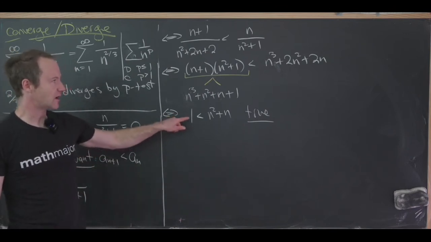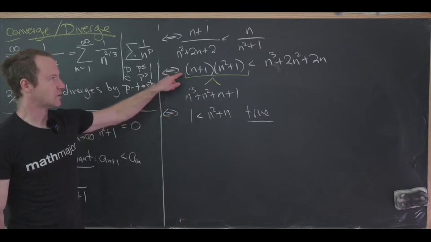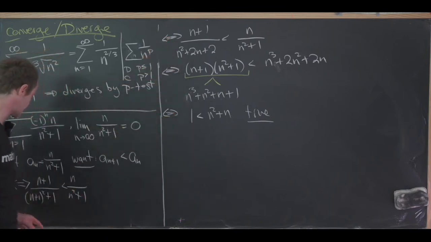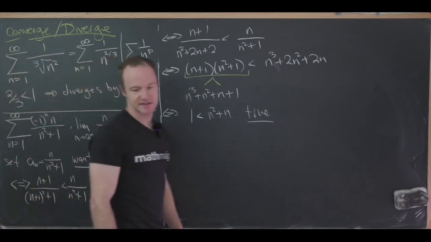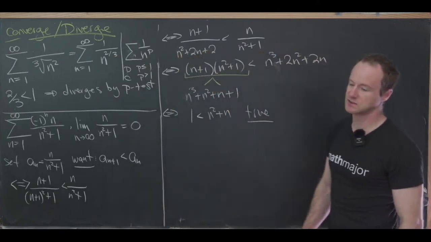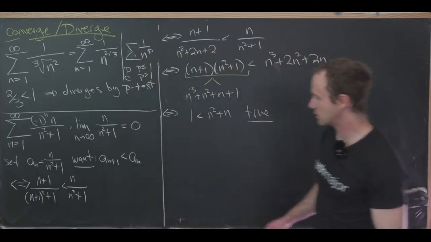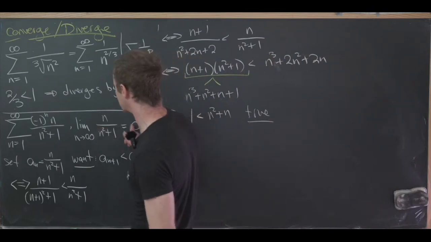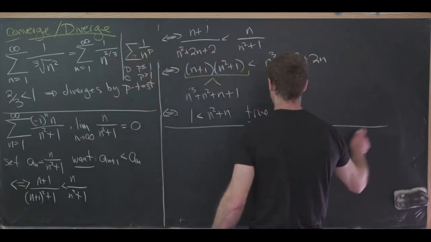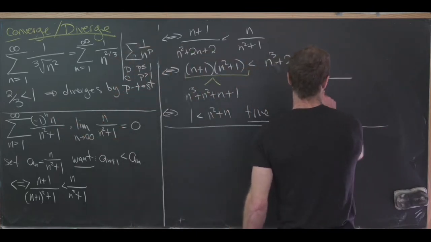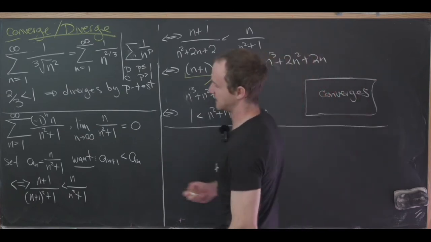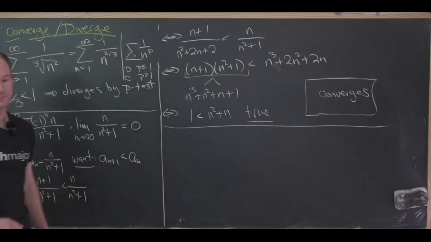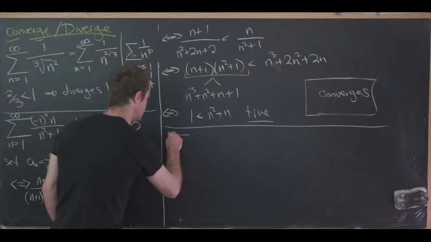So since this inequality is true, this inequality is true, this inequality is true, this inequality is true, and finally, we have a decreasing sequence. So since this is a decreasing sequence, and we also know that it limits to 0 and it's alternating, we know that this thing converges. So it converges by the alternating series test. So that's pretty good. Okay, so now let's do two more.